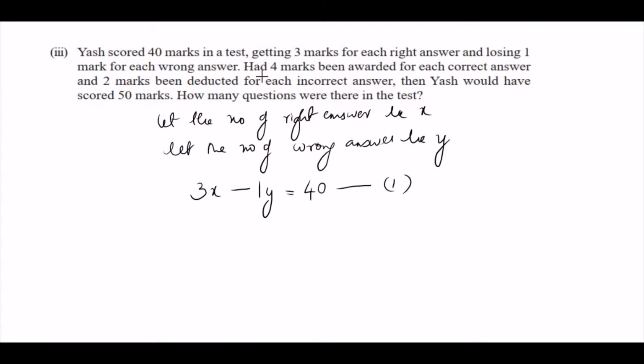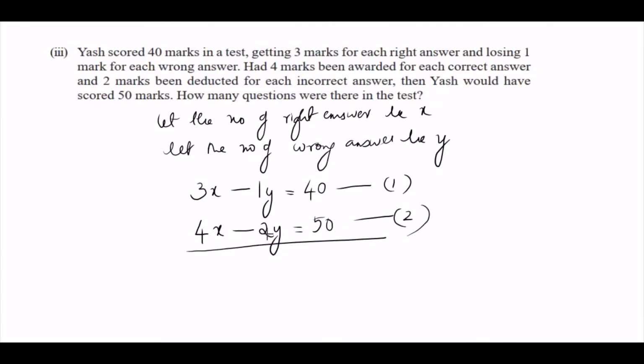And in the second part it is said, had 4 marks been awarded for each correct answer. That is, if he gets 4 marks for each correct answer, his marks will be 4x, and 2 marks being deducted for each incorrect answer. So he will lose 2 marks for each incorrect answer. Then his total marks will be 50. So this is the second equation.